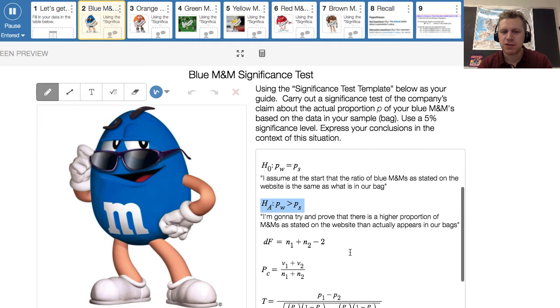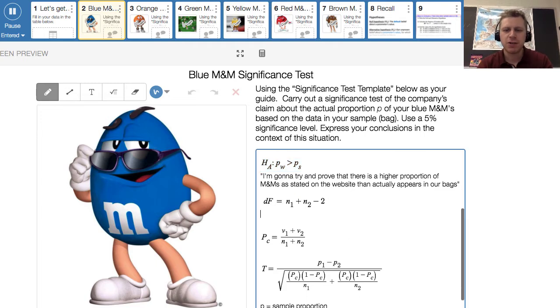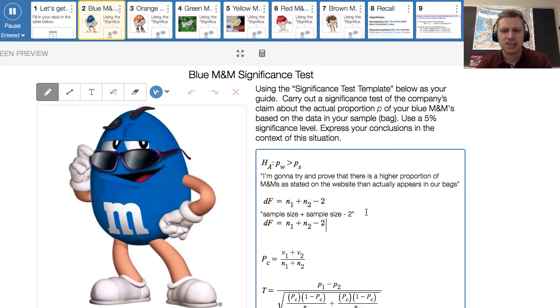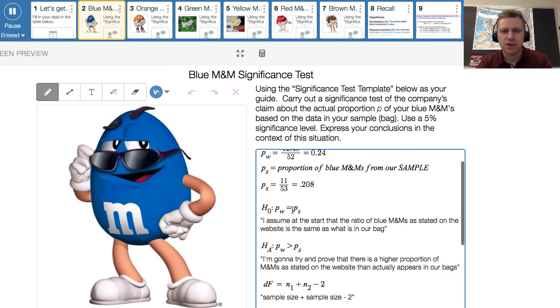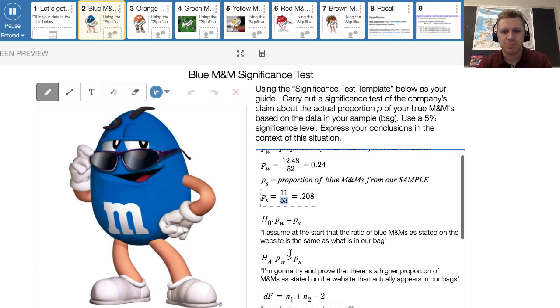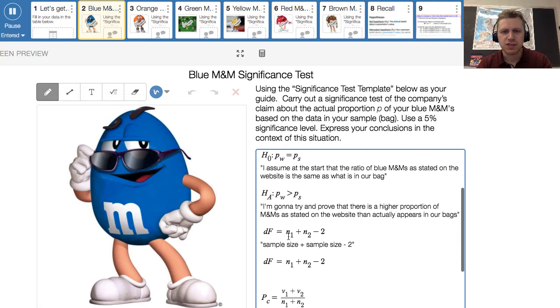Great. Got a lot of stuff going on now. Let's calculate degrees of freedom. Degrees of freedom for a two-sample test is just sample size plus sample size minus 2. If you recall, that's what those N stand for, N1 for the first sample, N2 for the second sample. So this is actually pretty easy here. Our first sample size, if you recall, let's go back and look. The first one was out of 52. The second one was out of 53. So here I'm going to write 52 for my first sample, 53 for the second sample.